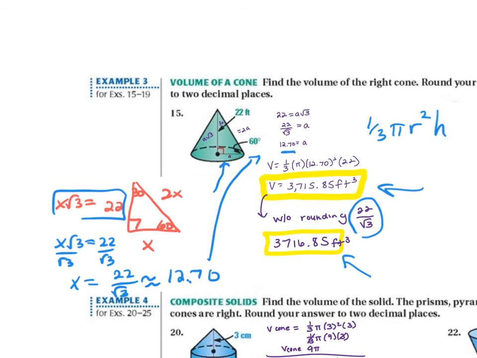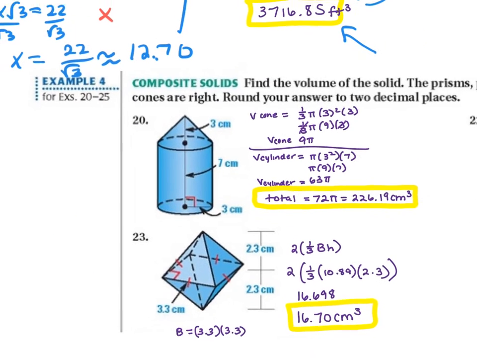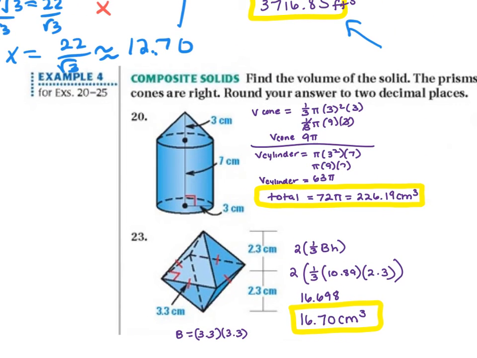Now number 20. This looks like a complex figure. We actually have a cylinder and a cone. So we're going to find the volume of the cone top and the volume of the cylinder bottom. So once we find those two, if we leave it in terms of pi, it's 72 pi. If we multiply 72 times pi, we get 226.19.